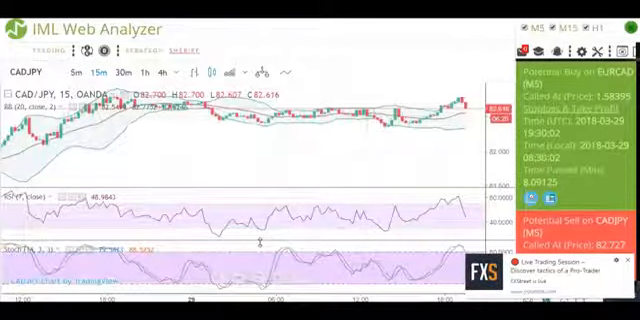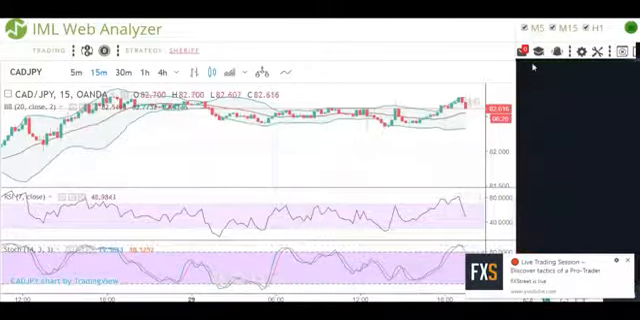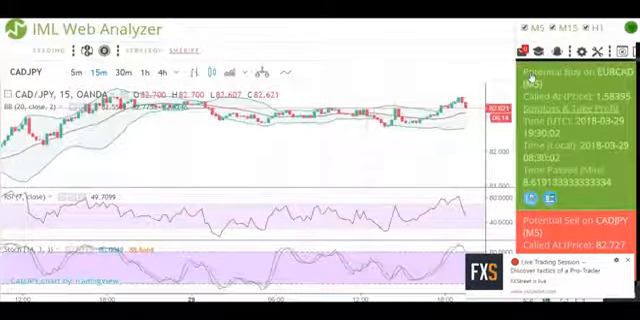Now let's go. Wow, that's awesome there. Now let's look at this. Let's see if we can try to pick a trade. There's a trade alert here.